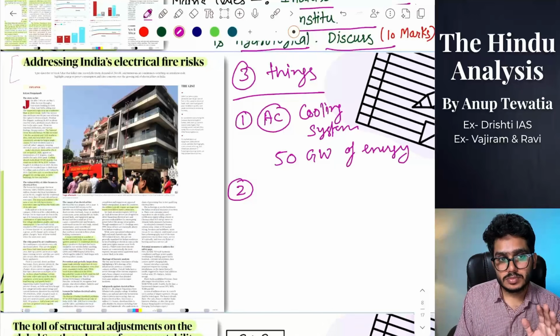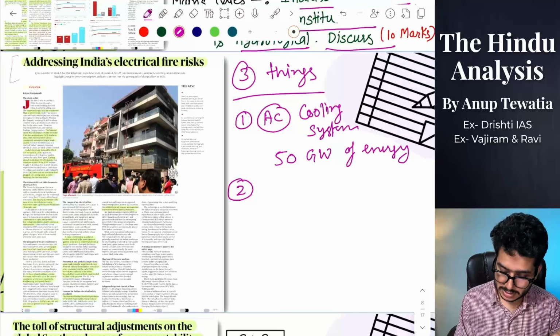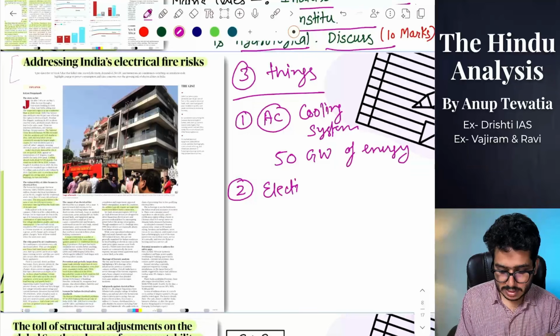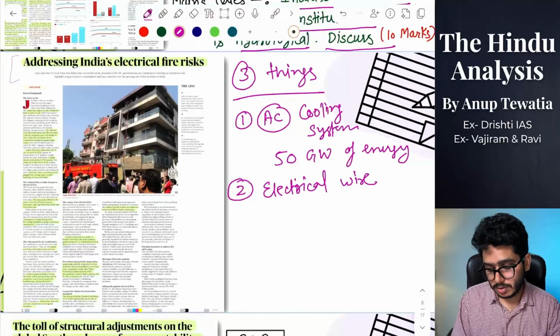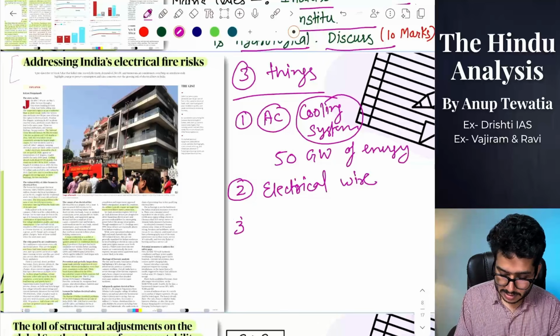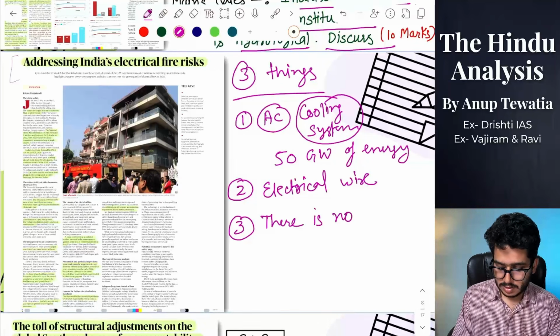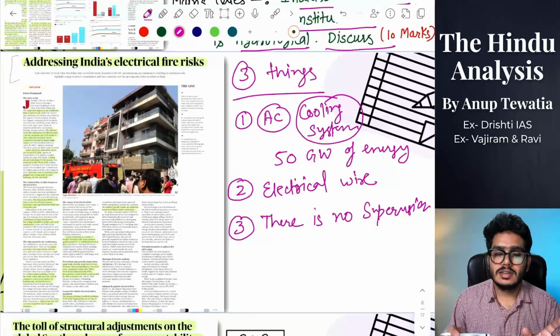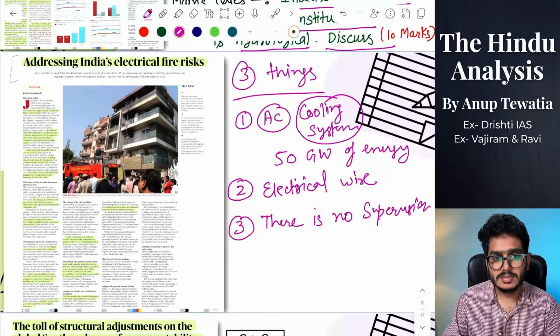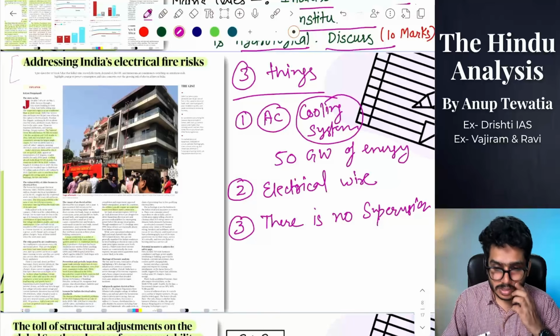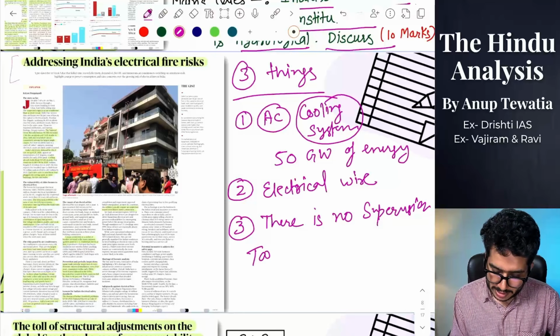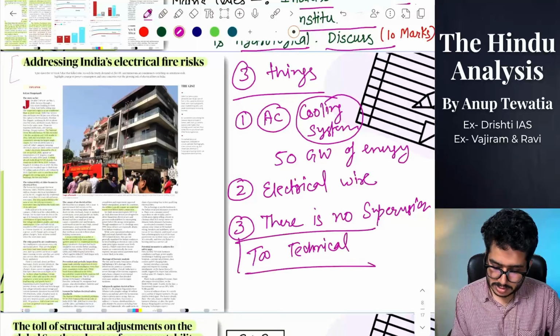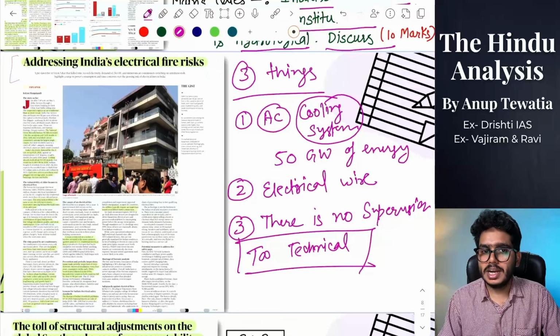Second, whatever our infrastructure is, the electrical wires or systems we have used in our homes, that is not designed for these cooling systems. And the third one is there is no supervision. Like in Japan, each building is audited for the electrical wires. If there is any fault, it has to be taken care of, and they give you a certificate. Then only your meter is installed. So this is a kind of too technical editorial. I wouldn't say that you just memorize it. If you want to overlook it, you can do it.